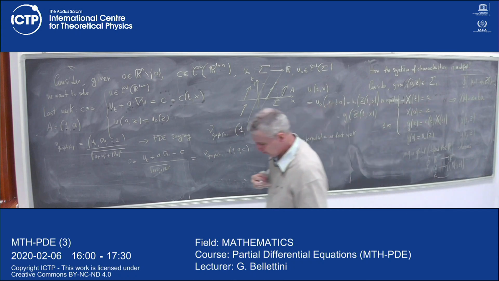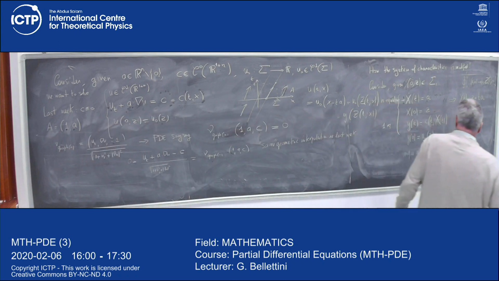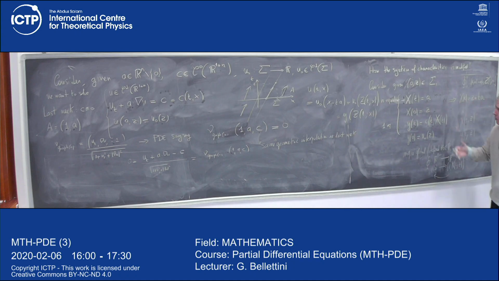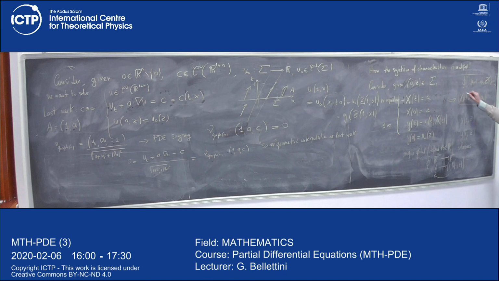Okay, so what happens when C is not zero? Well, we have this system, but at the level of capital phi, nothing changes. Why nothing changes? Because this is only capital X, and capital X is exactly the same as in the case C equals zero. So capital phi is unchanged, and the inverse is unchanged.